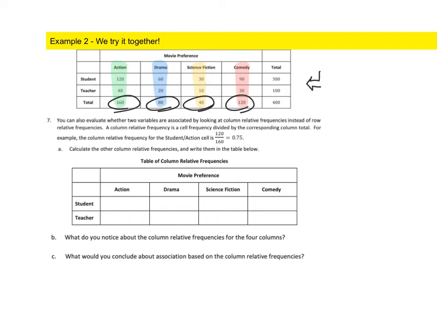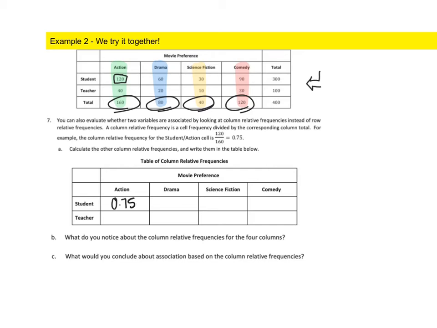Okay? It says you can also evaluate whether two variables are associated by looking at column relative frequencies instead of row relative frequencies. A column relative frequency is a cell frequency divided by the corresponding column total. For example, the column frequency of the student/action cell, so if we're looking at the number of students who prefer action, it's going to be this 120 out of the total of 160 people who liked action movies. Okay, and when we do that math, we get 0.75. It says calculate the other column relative frequencies and write them in the table below. So it already gave us this one, 0.75.